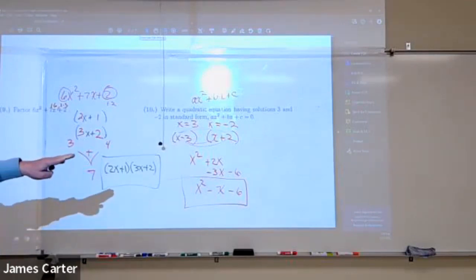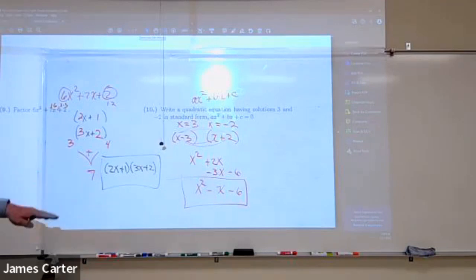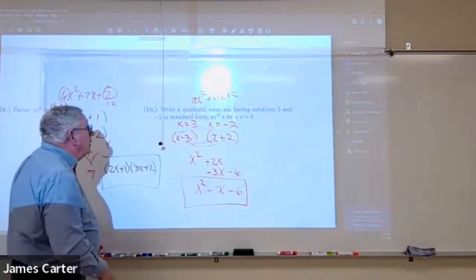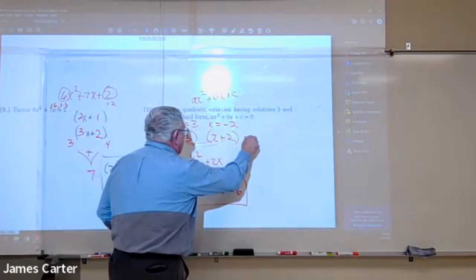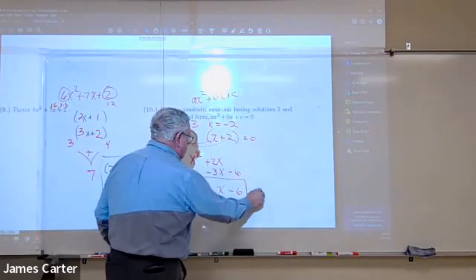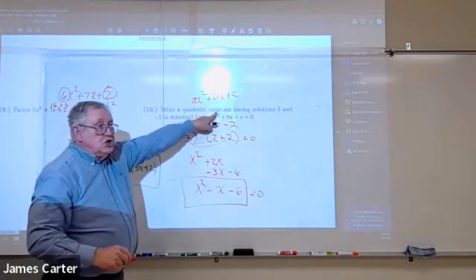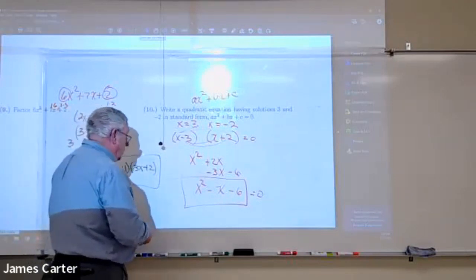Okay, any questions about this one? This one kind of came in the back door, didn't it? We did it backwards from the way we did the other one. Actually, there should be an equals 0 on these, because it is an equation. So there should have been an equals 0 on it.